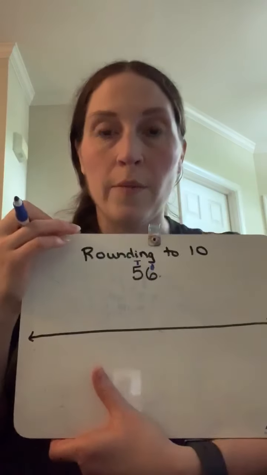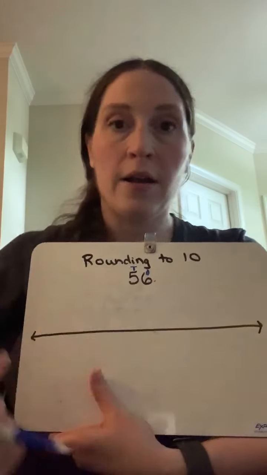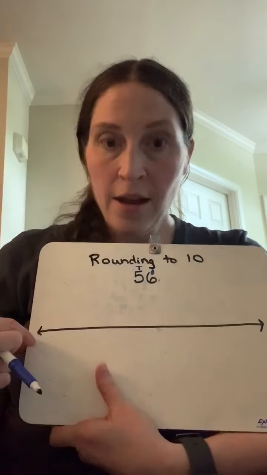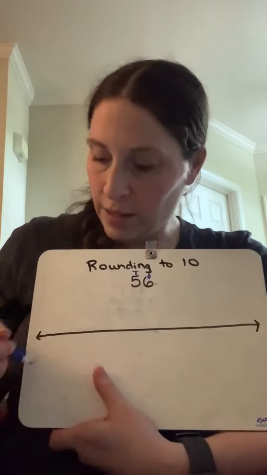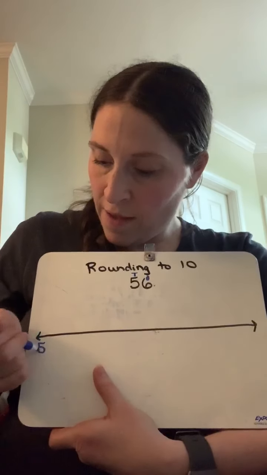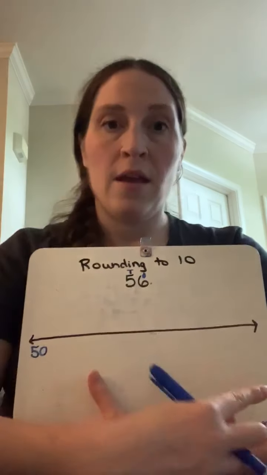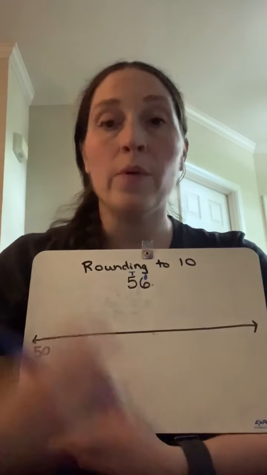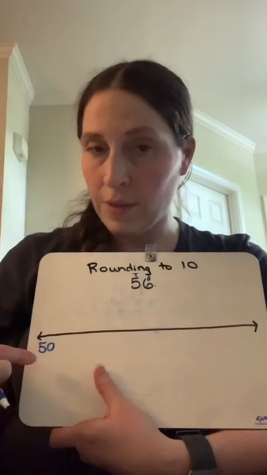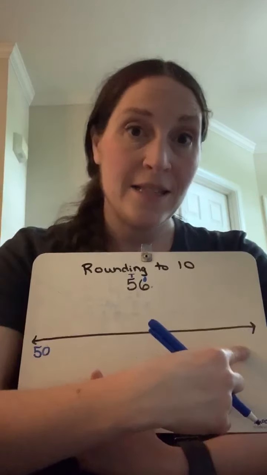When we're using our open number line, we need to put our tens on either end. So our first 10 is whatever number this 10 is, our 5. So that would be 50. And then our next 10 is the 10 that we would get to if we counted by tens from 50. We would say 50 and then comes 60.